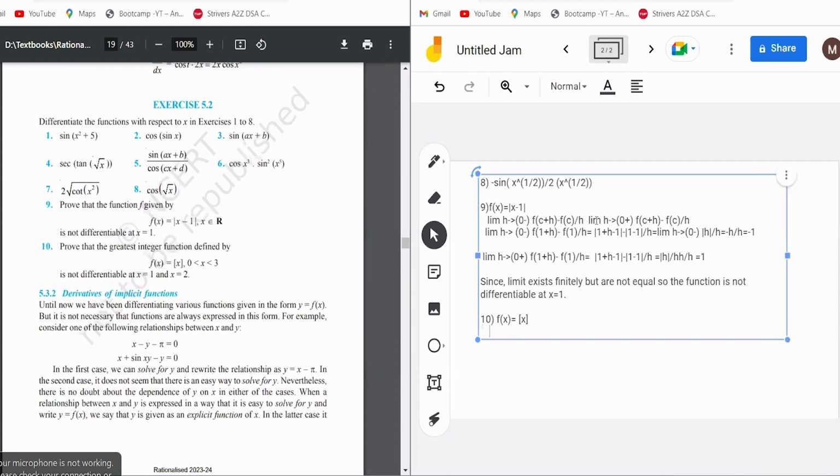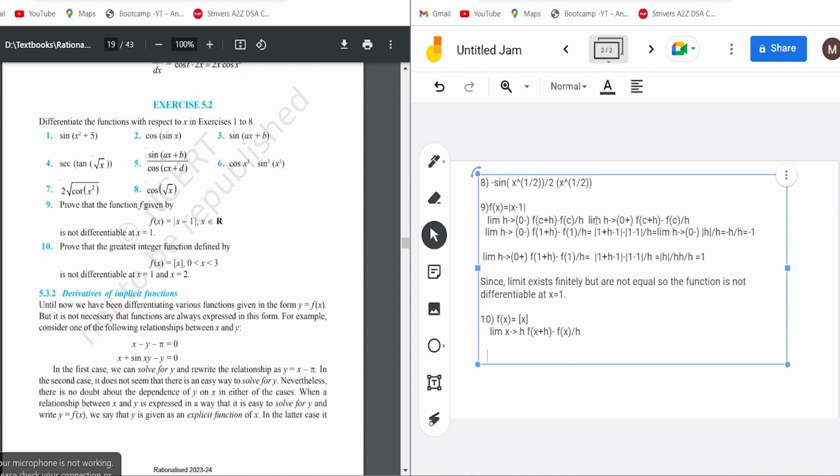तो सबसे पहले तो डिफरेंशिएबिलिटी की डेफिनेशन लिखते हैं, limit of h tending to 0 f of x plus h minus f of x divided by h. This is the definition of differentiability.